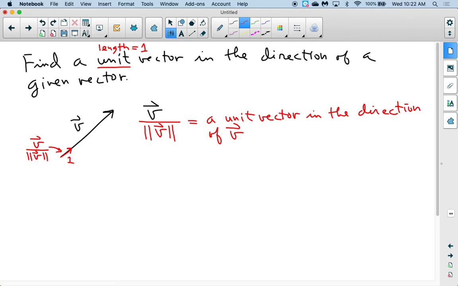Okay, look at 41 and look at 47. Look at 41 and 47, all right?